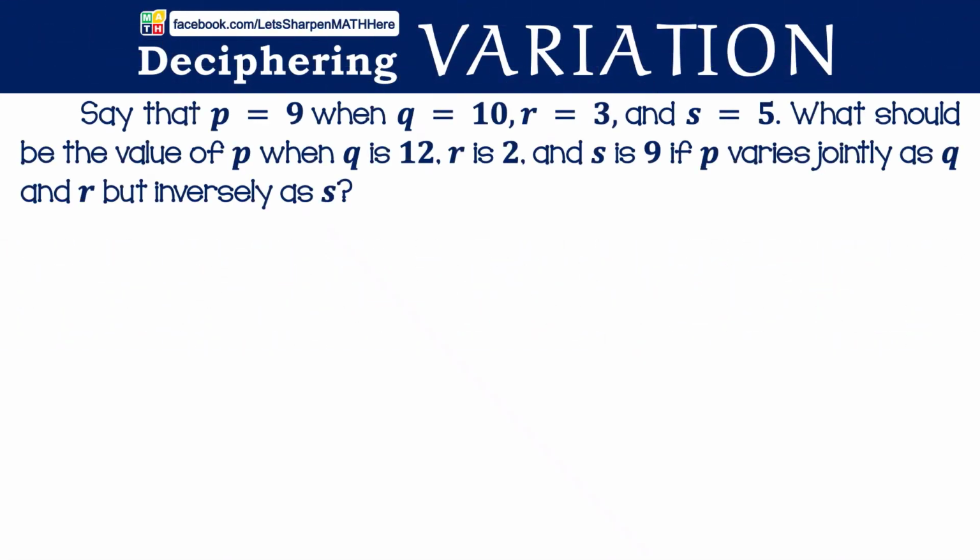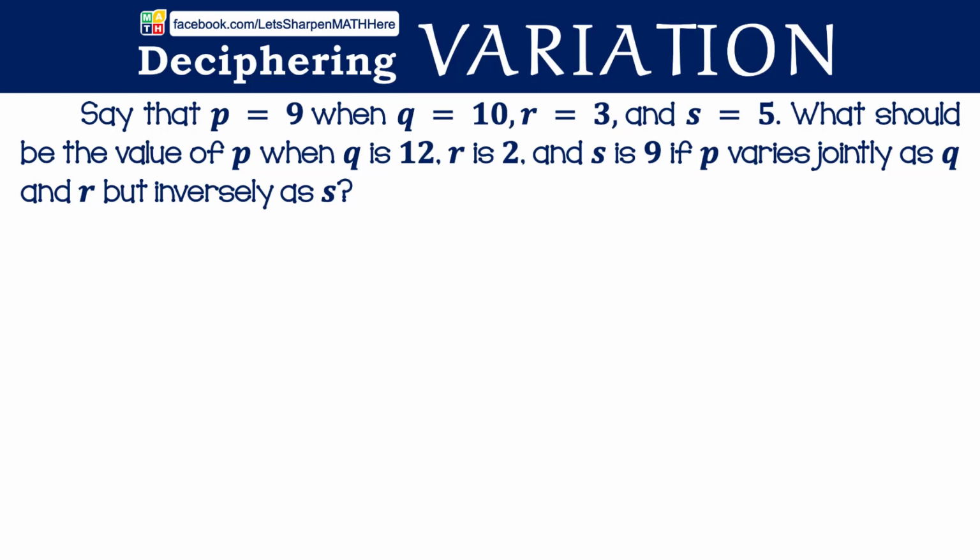Say that P equals 9 when Q equals 10, R is equal to 3, and S is 5. What should be the value of P when Q is 12, R is 2, and S is 9 if P varies jointly as Q and R but inversely as S?